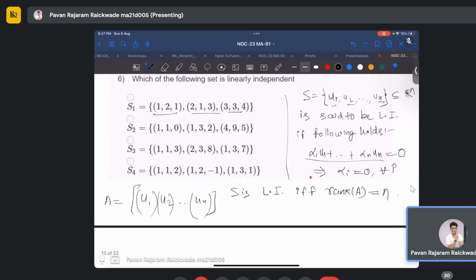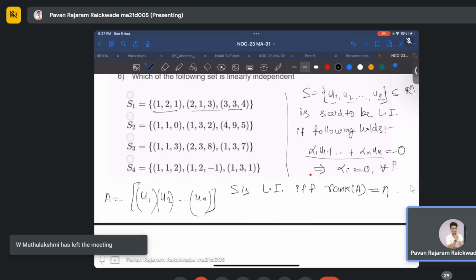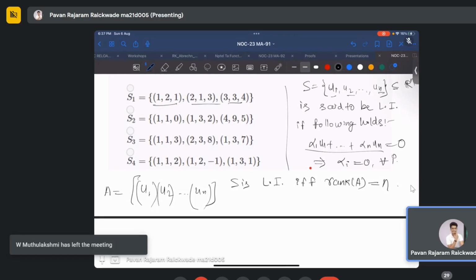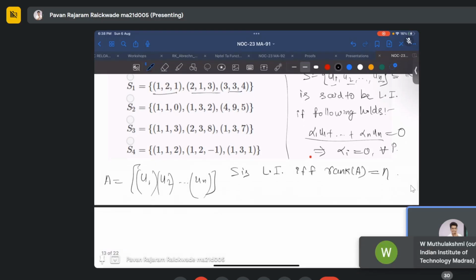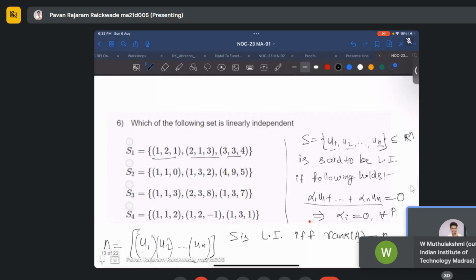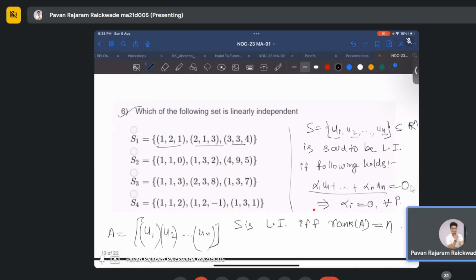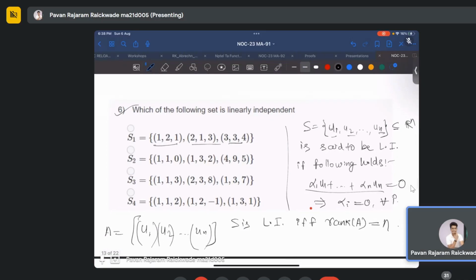Now the question is very simple. You have to just put those vectors in the columns of A and figure out the rank. I can leave these to you; you can verify this one. It's easy. I will share the whole PDF of this presentation with you so that you can refer to the questions and the solutions.